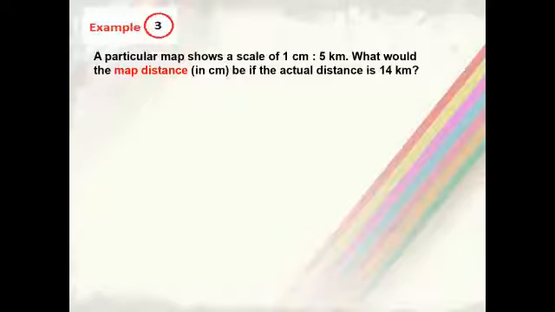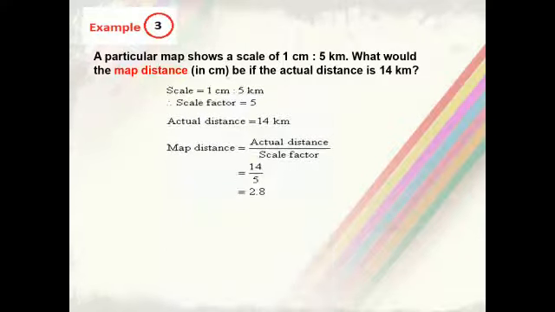Map distance, what is the formula? Actual distance divided by scale factor. What is the actual distance here? 14. And what is the scale factor here? 5. So actual distance divided by scale factor, 14 divided by 5, 2.8. So 2.8 is the distance.